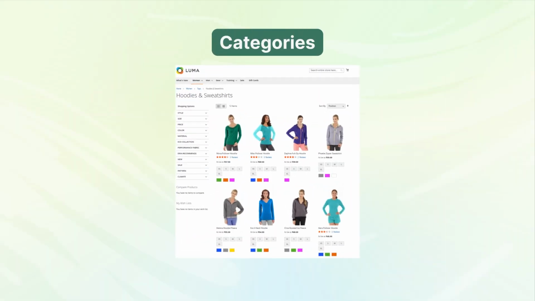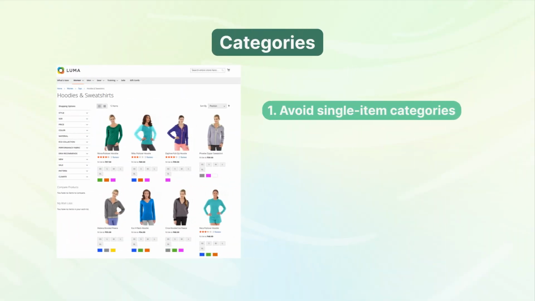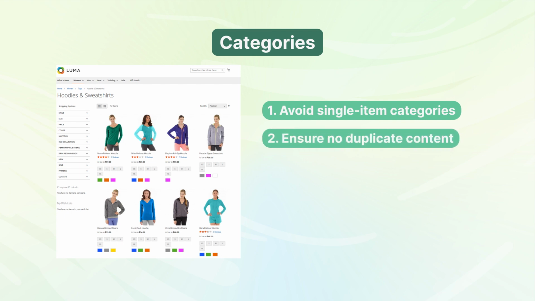Moving on to categories. First, avoid single item categories. Combine or rearrange to avoid confusing customers. Second, ensure there's no duplicate content. Multiple appearances of the same product can be displeasing and confusing.